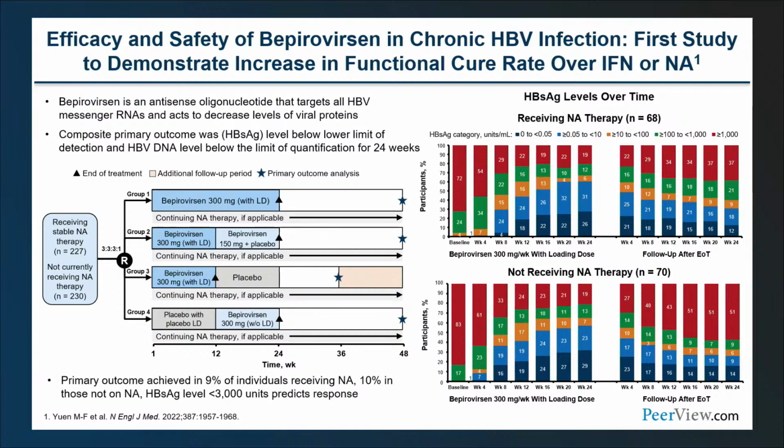And then they had actually the primary outcome of a composite. Not only did you have to have a low surface antigen level, but you had to have non-detectable hepatitis B DNA. And they only achieved that in 8% of individuals receiving NA therapy and 10% of those that were not on antiviral therapy. Hepatitis B surface antigen, though, was predictive. So I already talked to you a lot about how we can use a tool like this to better identify a patient that will have a good outcome. And if they started with less than 3,000 units of surface antigen, they were more likely to see a response.